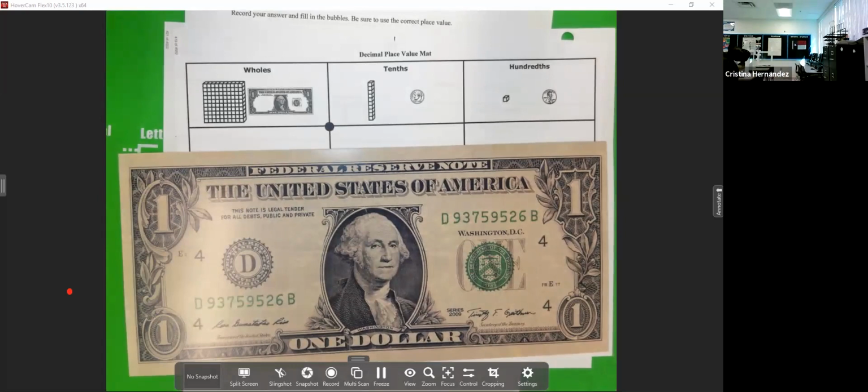Decimals. We're going to be talking about decimal place value and how it's represented as a fraction. Y'all can see because I have my anchor chart up there, but they can't see because they're online.